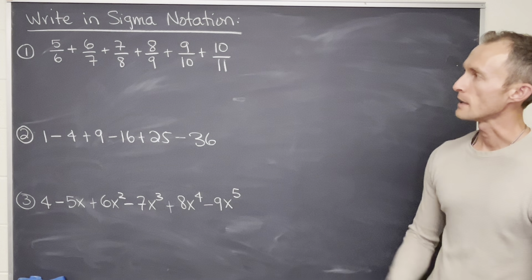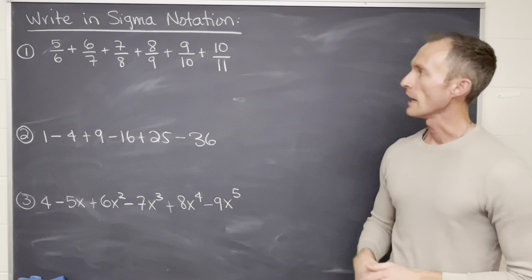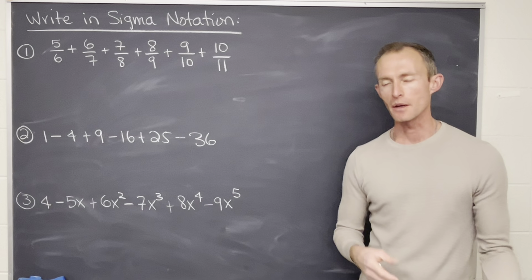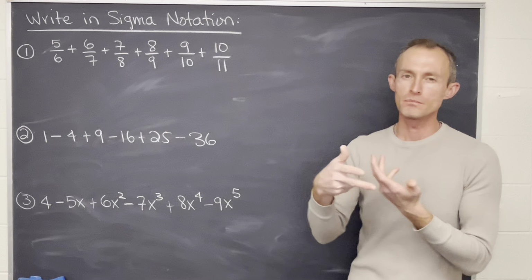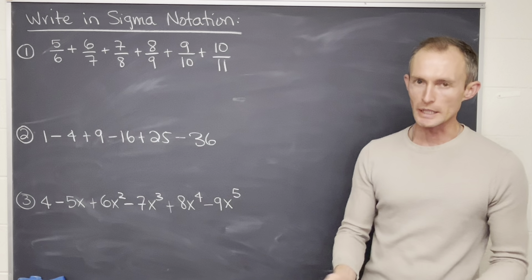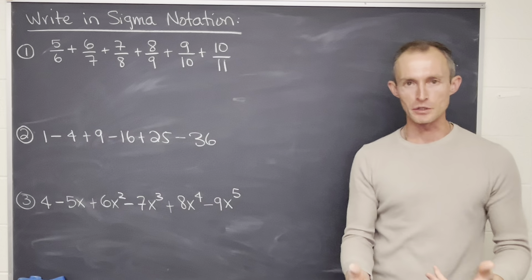So in these examples, we're trying to take something that's written out in expanded summation form, and we're trying to write it in sigma notation. Now I would argue this is pretty difficult because these ones, there's not a unique way to do it, as I'll show you. But the key with any of these is to try and find patterns.